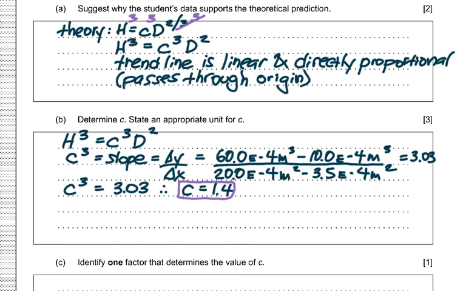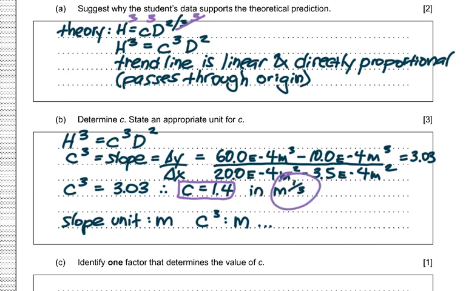And I can see the units are meters to the third divided by meters squared. And so meters to the third over meters squared gives a unit of meters for the slope. But remember, that's not the actual unit for c, because the slope is c to the third. So when we take the cube root of c to the third to just make it c, we need to take the cube root of the units. And so the units for c are meters to the 1/3.